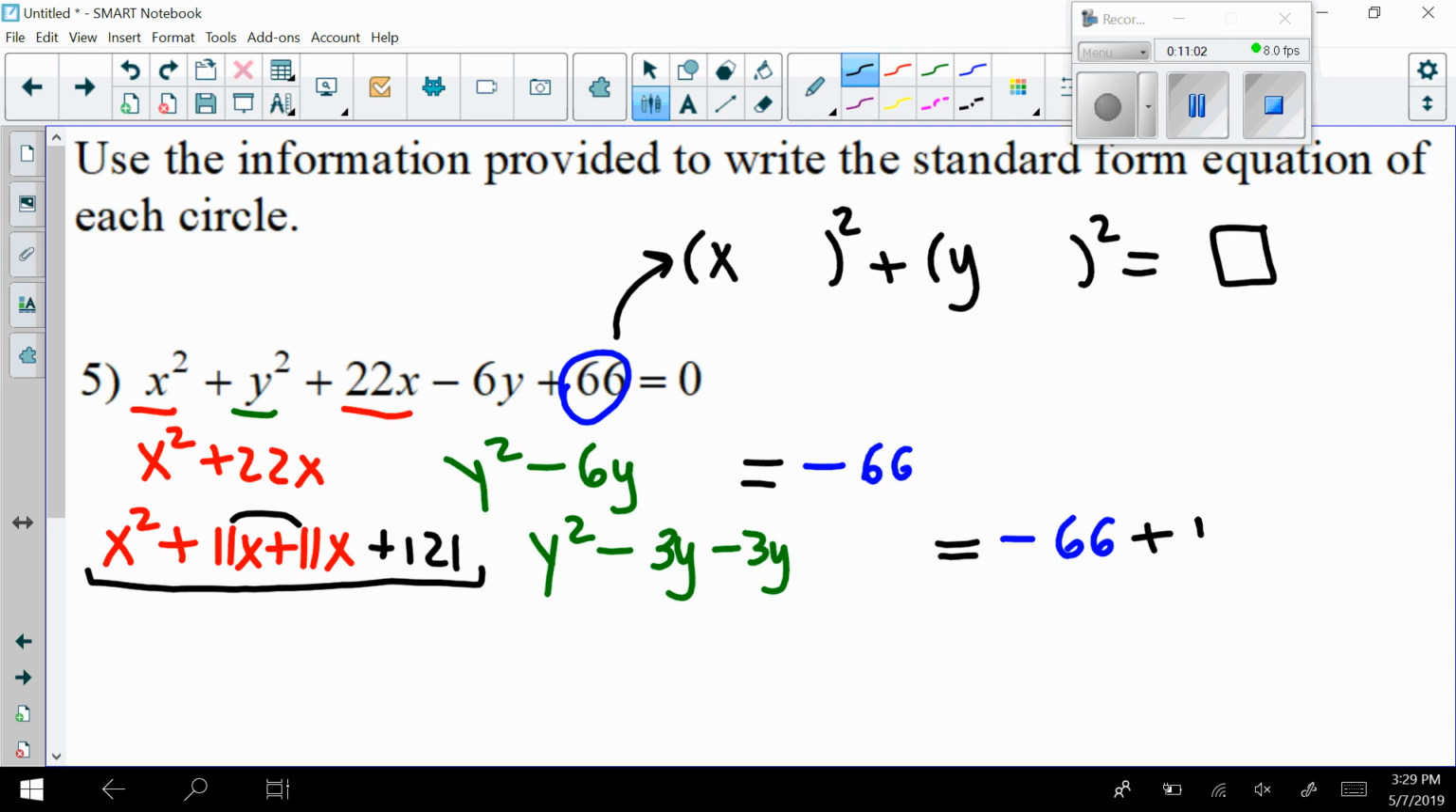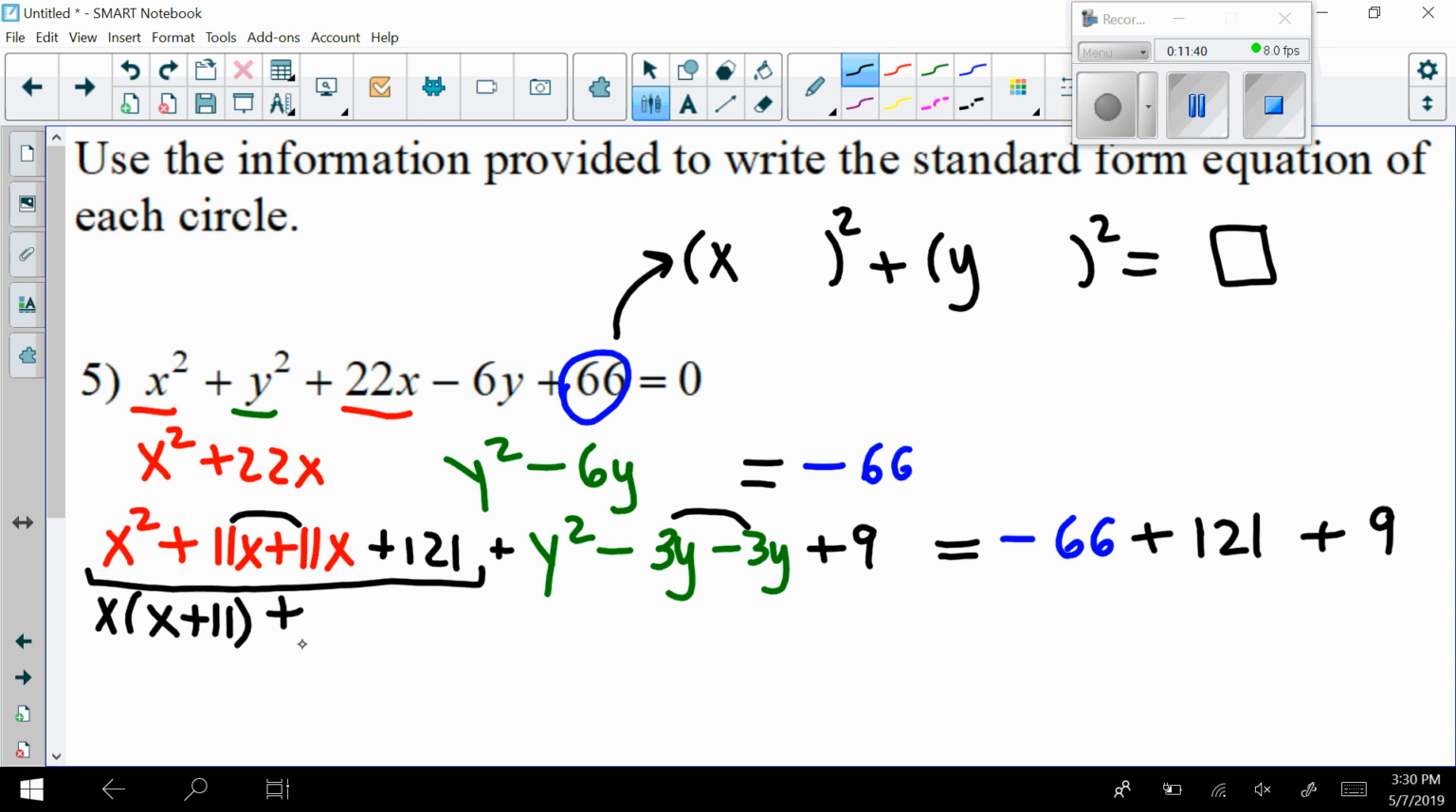To the left side, we want things to stay equal, so I'm going to add a 121 to the right. Now, I'm going to do the same thing for the y's. I ask myself, what do these two multiply to? They multiply to 9. And I want the same product for my outside number. So I have a 1 in front of y squared, so I just need a plus 9 as my last term. And as soon as I add a 9 on the left side, I'm going to add a 9 on the right side. Now that I have this, I can easily factor by grouping.